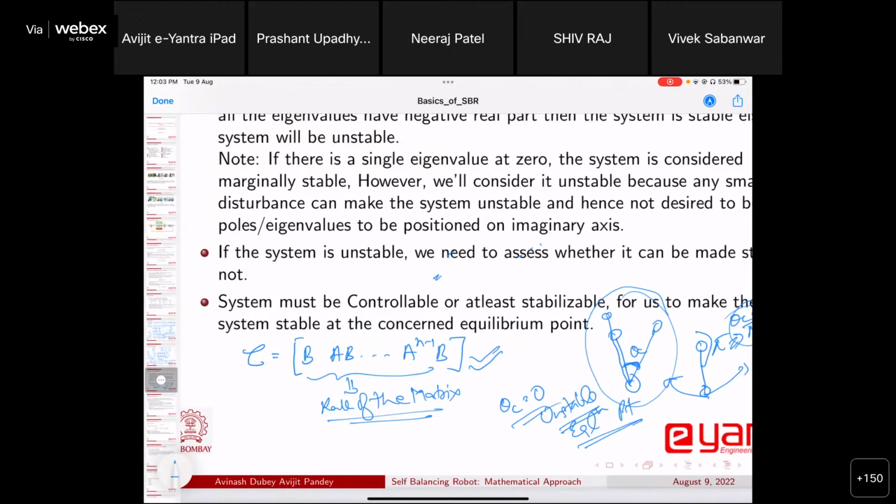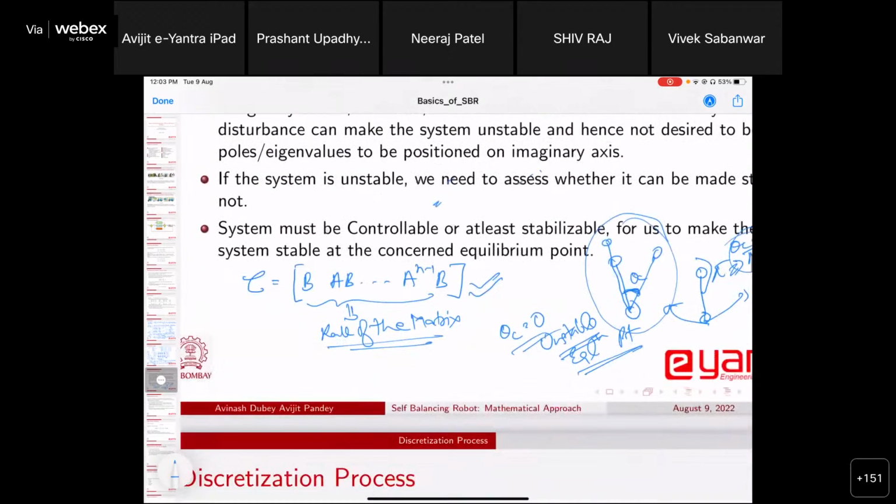Then there is something called stabilizability. You analyze whether you can control the unstable eigenvalues or not. That's beyond the scope of our design, because here, usually what you will get in the self-balancing robot is a controllable matrix. So you can design the controller for it.